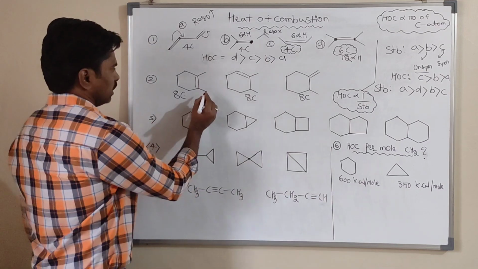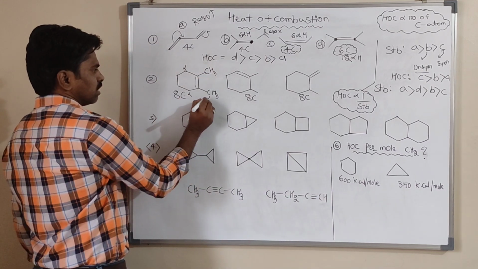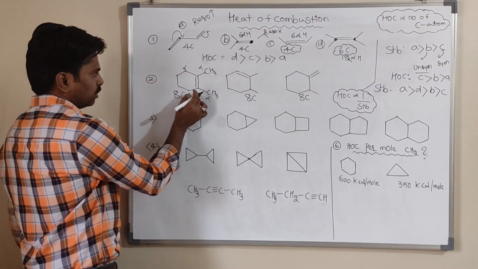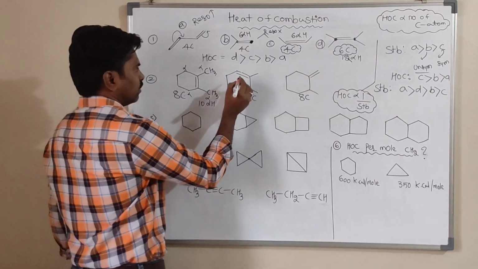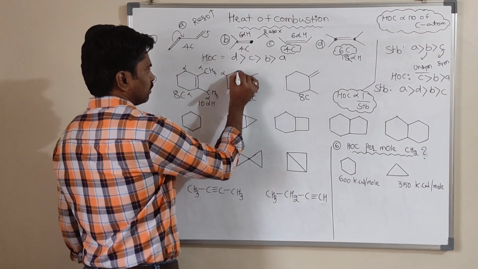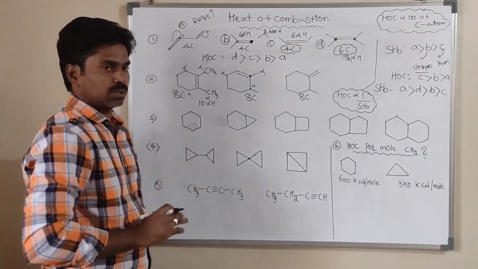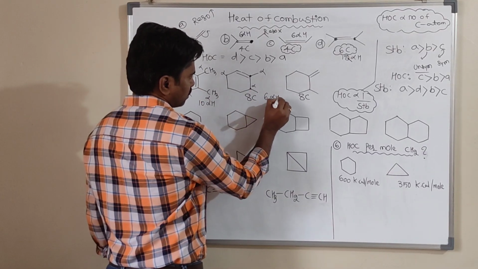Now here are the alpha hydrogens. How many are there? This is alpha, this is alpha. So totally there are 6 alpha hydrogens here, 2 here and 2 here. Totally how many is there? 10 alpha hydrogens. Very nice. And what about this? This is alpha, here is also alpha, this is also alpha with respect to the double bond. 2, 3 and 3, so 6 alpha hydrogens.